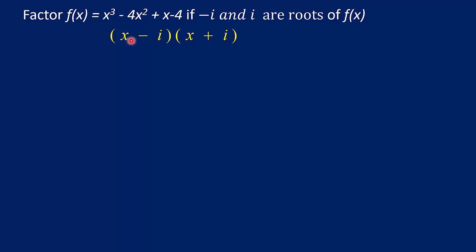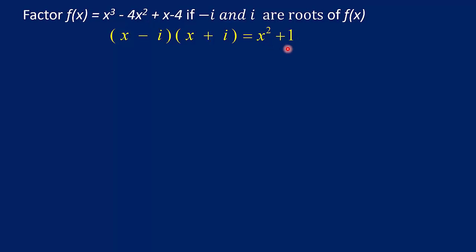Well, we know that x minus i and x plus i are factors of the polynomial, because remember, if you have a root, then x minus that root is a factor of the polynomial. So x minus i, that's right here. x minus a negative i, that's right here. And if I multiply these out, I just get x squared plus 1. If I went through the process of distributing, I would get x squared minus i squared, but i squared is negative 1, so it would be x squared plus 1.